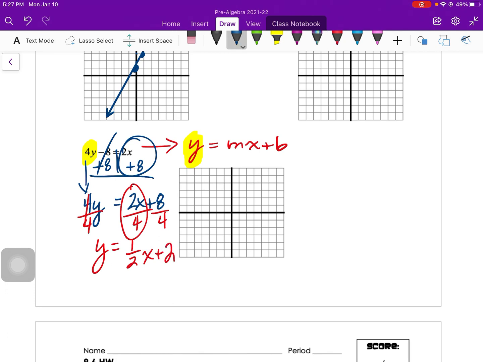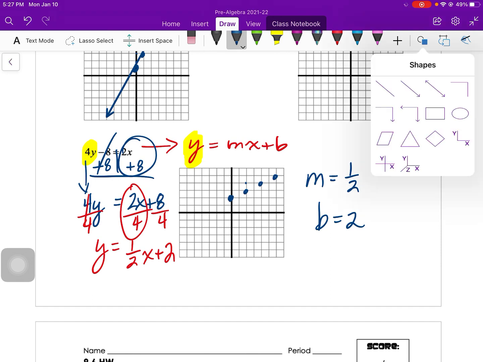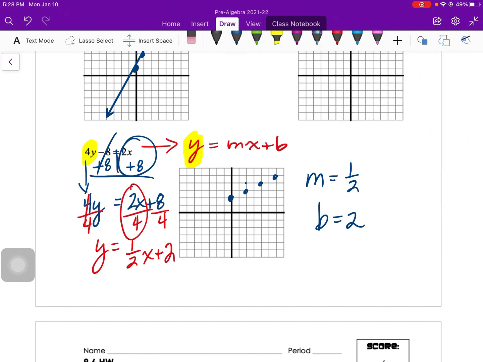So now I can easily see that my slope is 1/2. My y-intercept is 2. So I'm going to begin my line at +2. To count a slope of 1/2, it's up 1 over 2, up 1 over 2, up 1 over 2. And then go ahead and connect that with your shape tool to make your line.